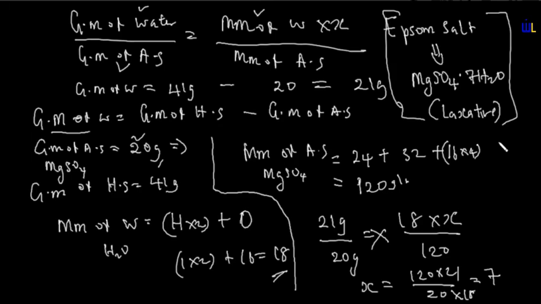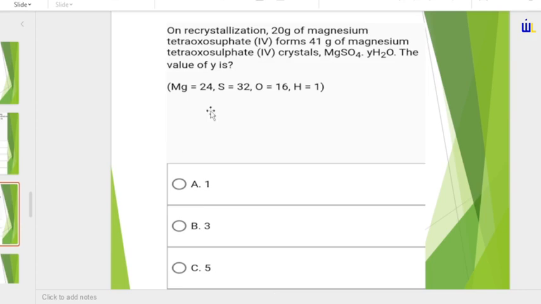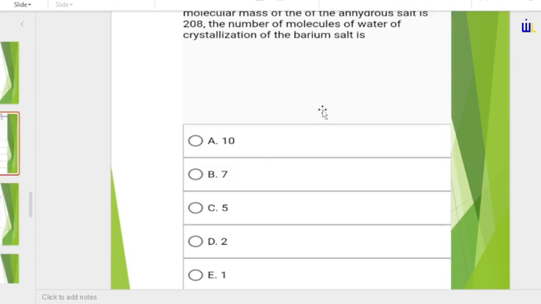Is this clear? Okay, you all quickly try this question in 1 minute.